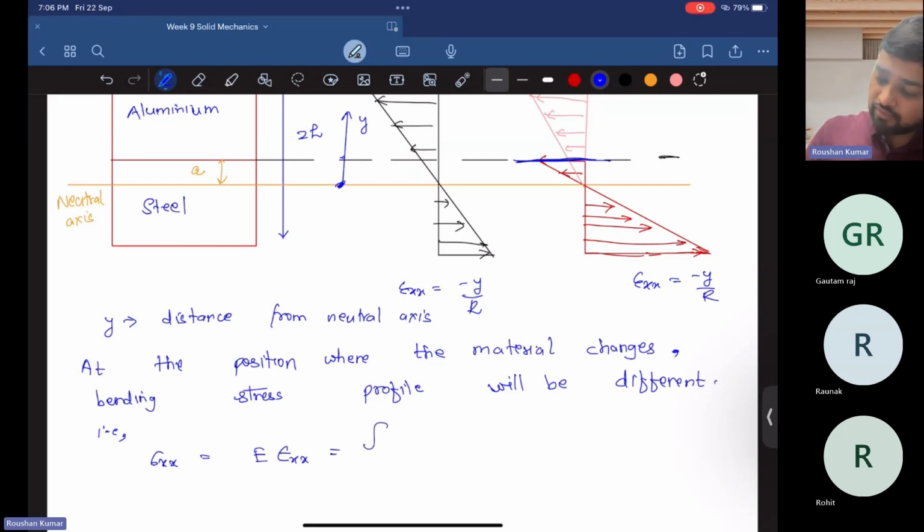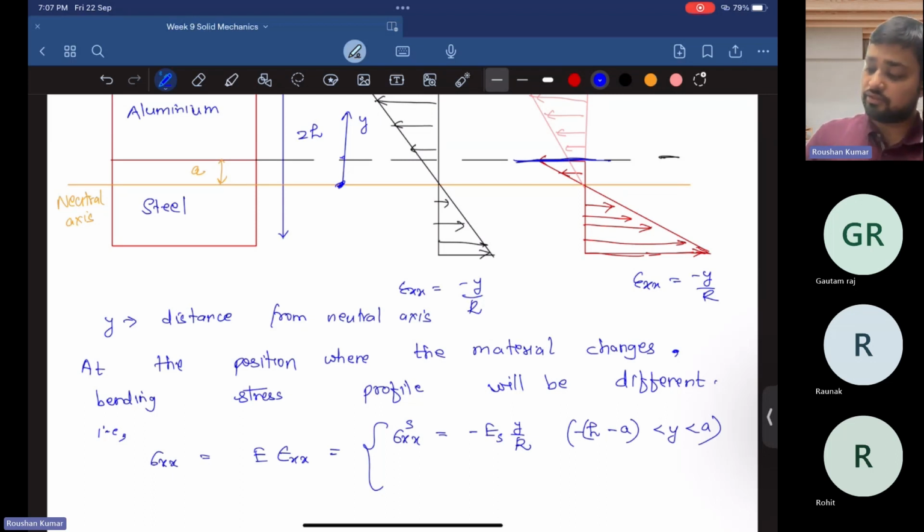Sigma xx of steel is given by minus E of the steel times y by r, and y goes from minus h minus a to a. Similarly, sigma xx of aluminium is minus E of aluminium, that is Young's modulus of aluminium, times y by r, and it follows from a to h plus a.